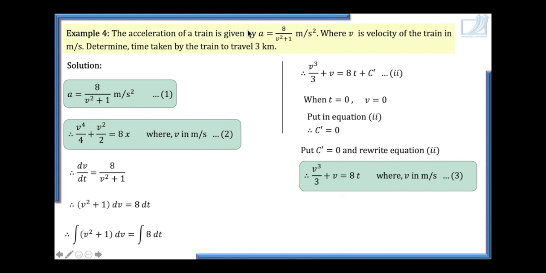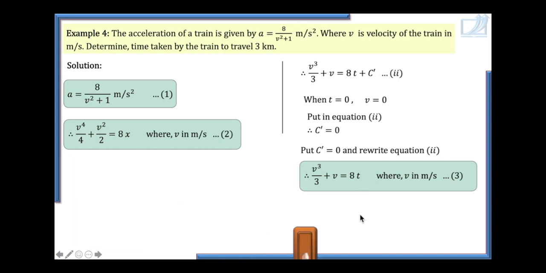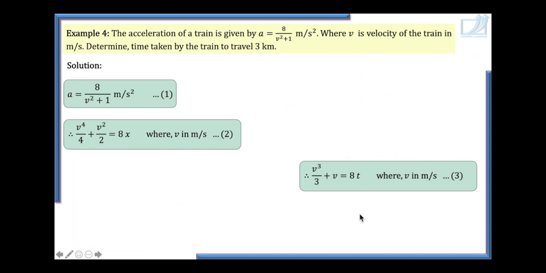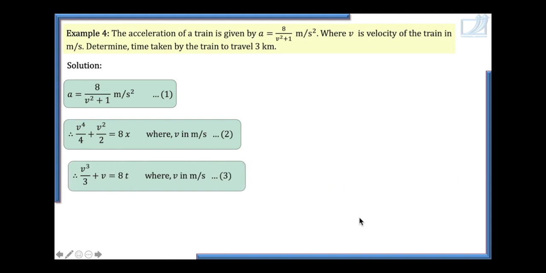In the last problem, it was the same train, but this relation was not required. We could answer the last problem with the velocity-position equation. But here time is also involved, and that is why we got this third equation. So now we'll answer the question.